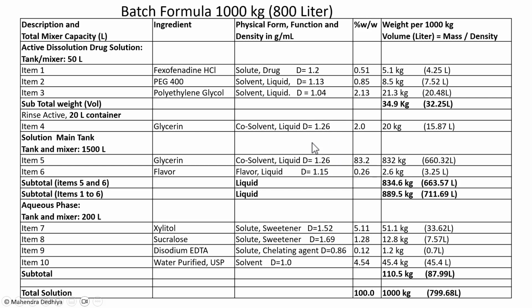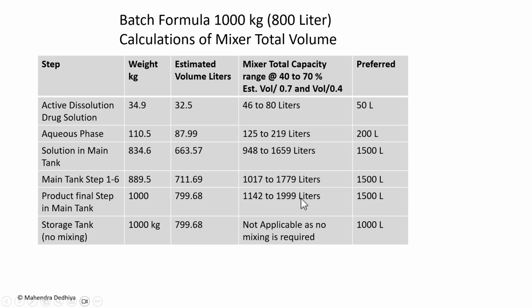Actual densities of each of the materials will be available from the supplier based on their manufacturing conditions. So once we have the volume of each step, that is 32.25, 663.57, 711.69, 87.99, and the total volume of 799, we can now size the equipment and select the mixer. Batch formula rounded off to 800 liters, we can calculate mixer and total volume.